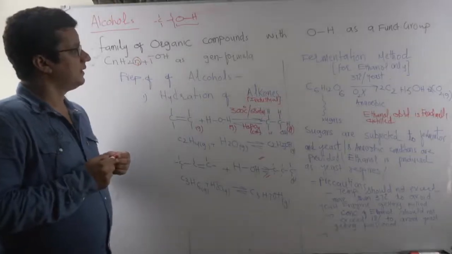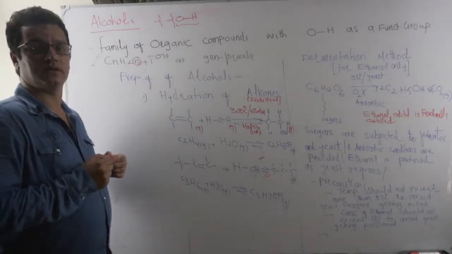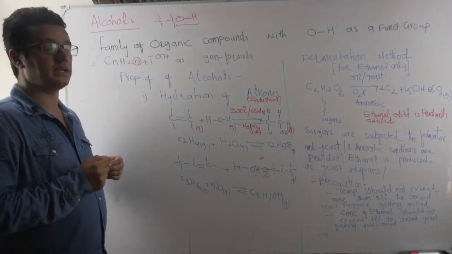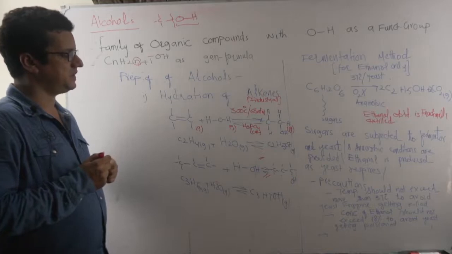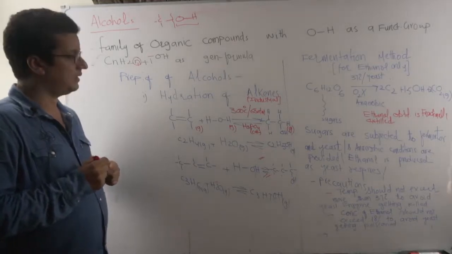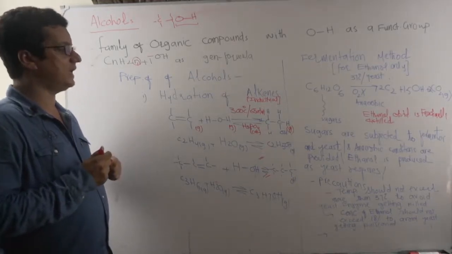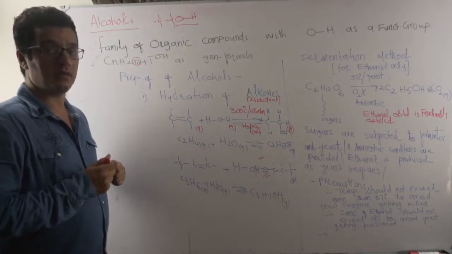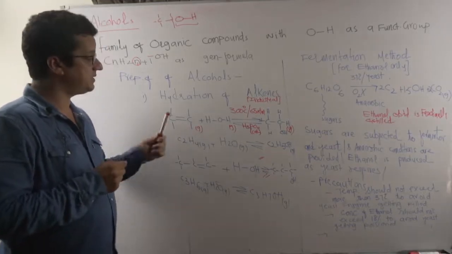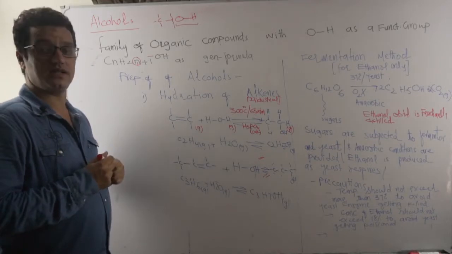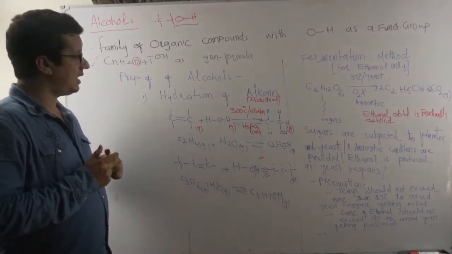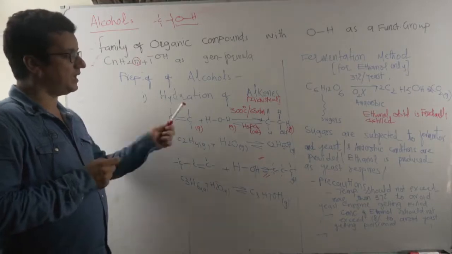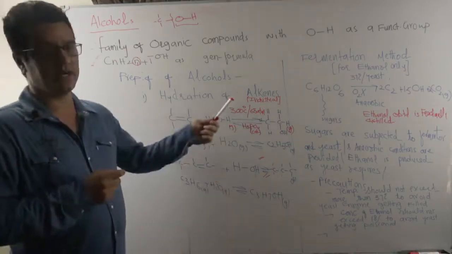Okay, preparation of alcohols. How to prepare alcohols at large scale. One method is generally termed the industrial method, and that is hydration of alkenes. In the chemical properties of alkenes also, this particular chemical reaction is a frequently asked question. Preparation of alcohols by hydration of alkenes and by fermentation method.